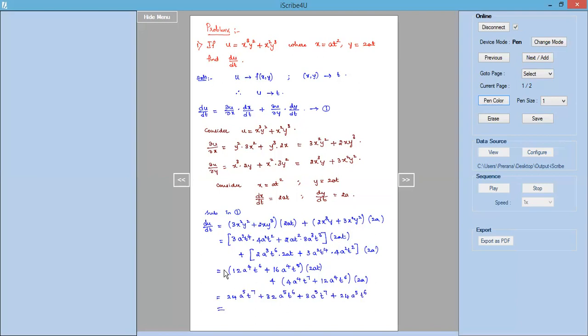So 24 plus 8 gives us 32 a power 5 t power 7 plus second and the fourth term are like terms. So 32 plus 24 gives us 56. So 56 a power 5 t power 6. So this is the total derivative du by dt for the given function u as a function of x, y and x and y as functions of t.